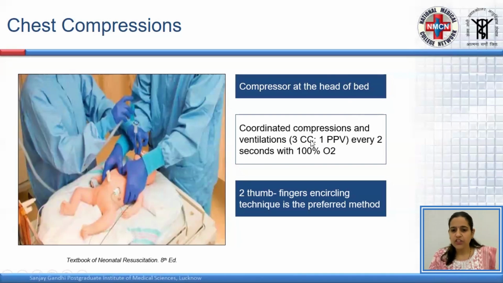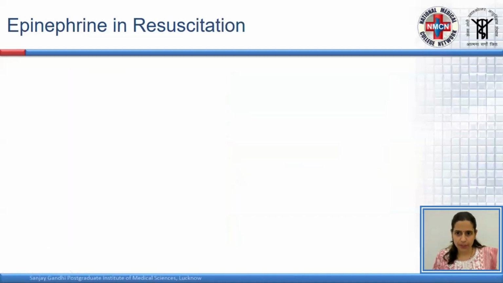catheter. Chest compressions should be coordinated with positive pressure ventilation. So 3 compressions and 1 ventilation every 2 seconds. And remember to increase to 100% oxygen, because there is significant hypoxia which will not respond to lower levels of oxygen. And the two thumb technique, which we see in this picture, is the preferred technique for providing chest compressions.